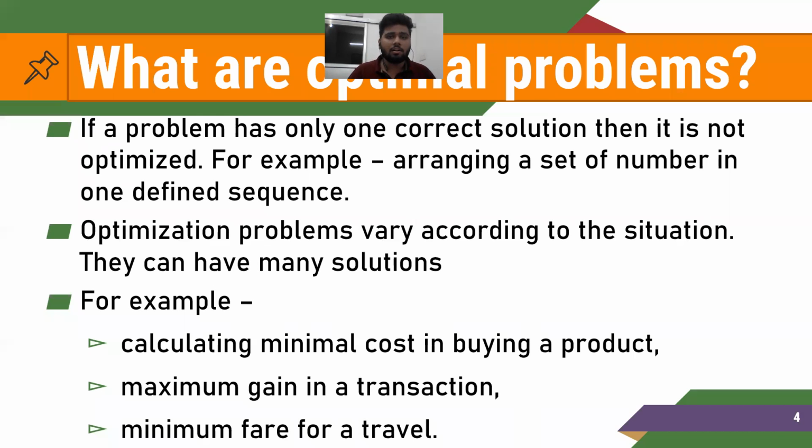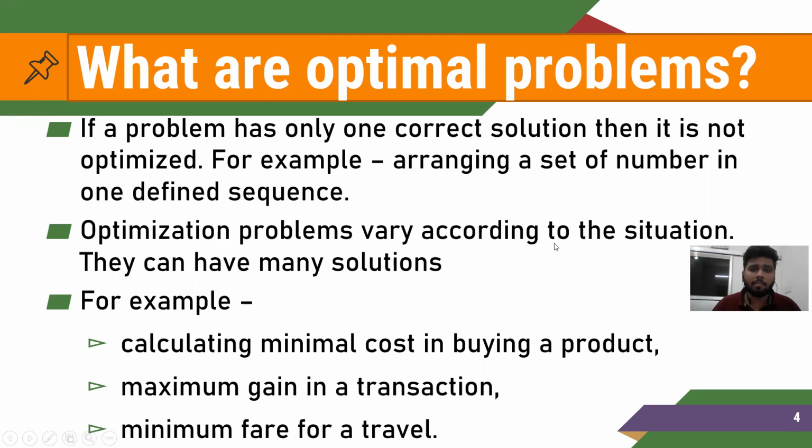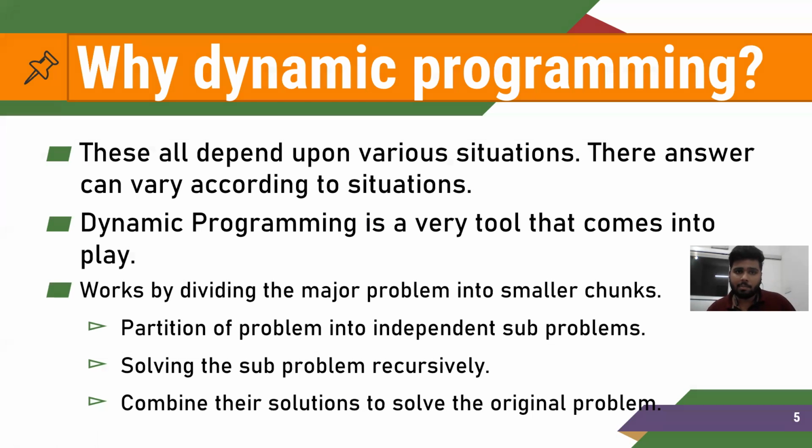So, what are optimization problems? If a problem has only one correct solution, then it is not an optimization problem. For example, arranging a set of numbers in a defined sequence. Optimization problems may vary according to situation. For example, calculating minimum cost in buying a product, maximum gain in a transaction, minimum fare for a travel. Why dynamic programming? These all depend upon various situations. Their answer can vary according to situation.